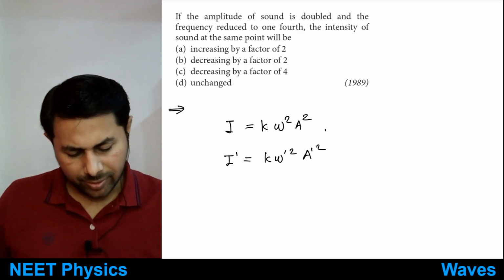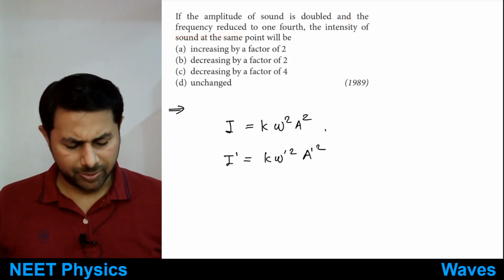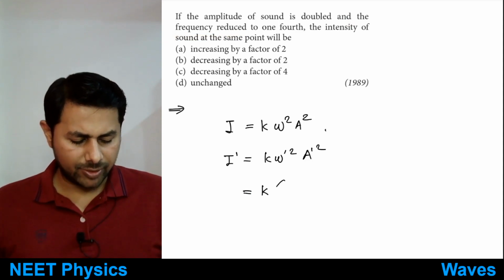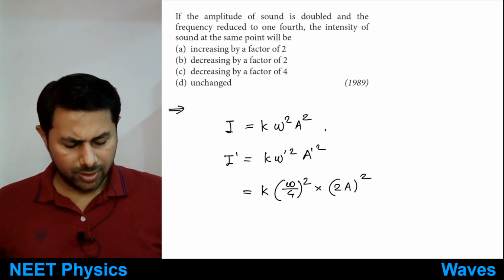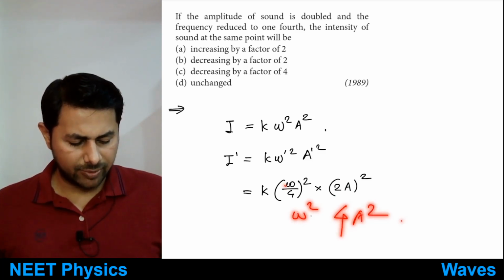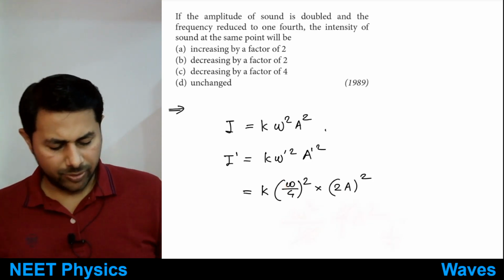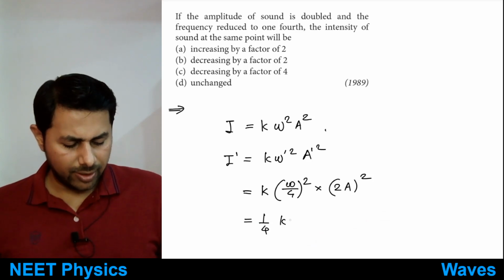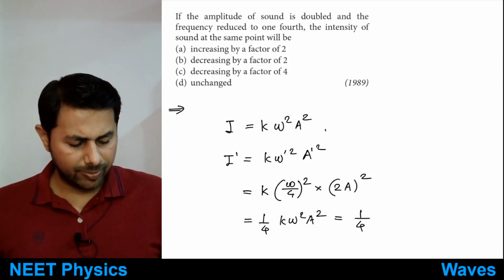What is done with the amplitude? Amplitude is doubled and frequency is reduced to 1/4. So we can just substitute that. This is k times (omega by 4) square multiplied with amplitude square, so that is 2a square. So this will be 4 times a square, and this thing will be omega square divided by 16. Okay, 4 by 16 is 1/4, and therefore this will be equal to 1/4 of k omega square a square, and that is 1/4 of I.